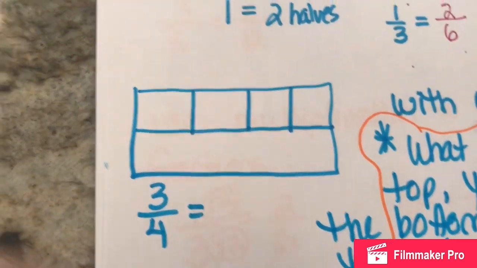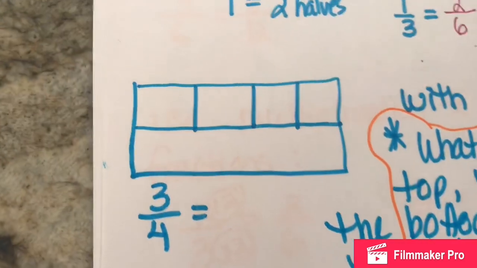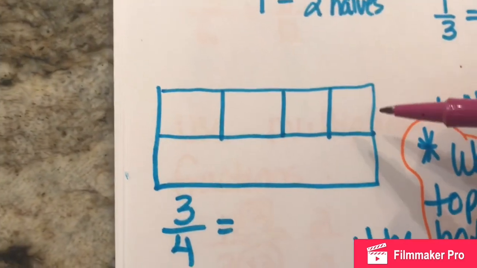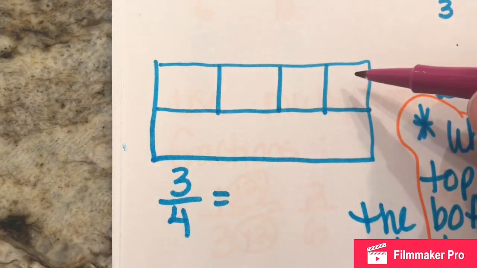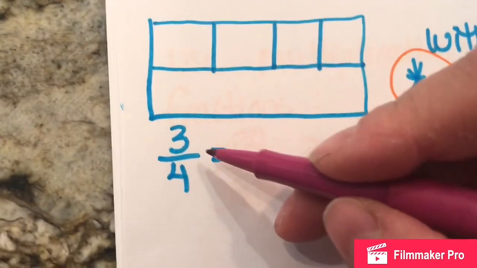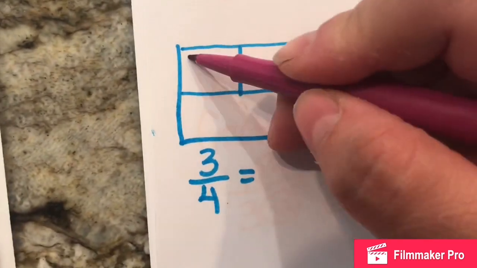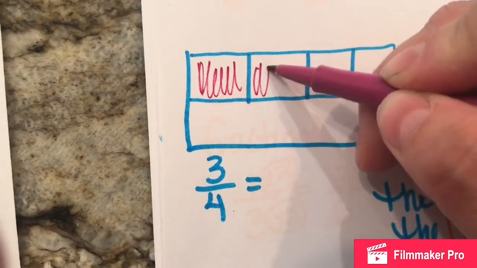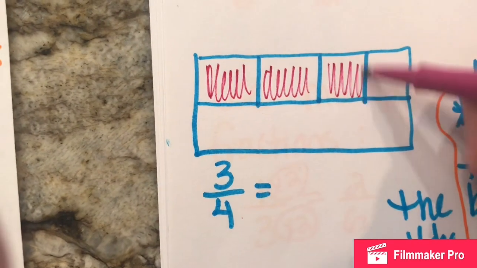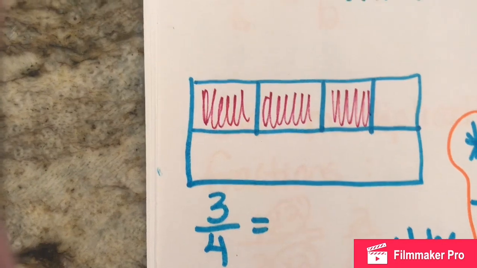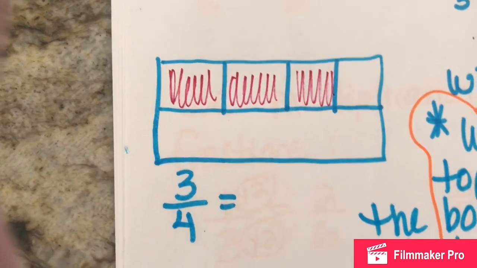Now my models are going to get a little bit more advanced. So the top model here is showing a candy bar cut into 4 pieces, so fourths. I'm going to be talking about 3 of those fourths. So I'm going to first color those in. 1, 2, and 3.